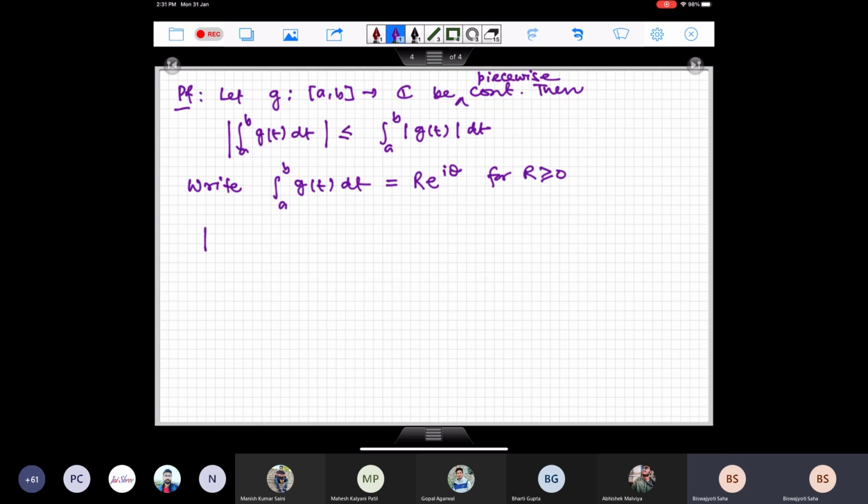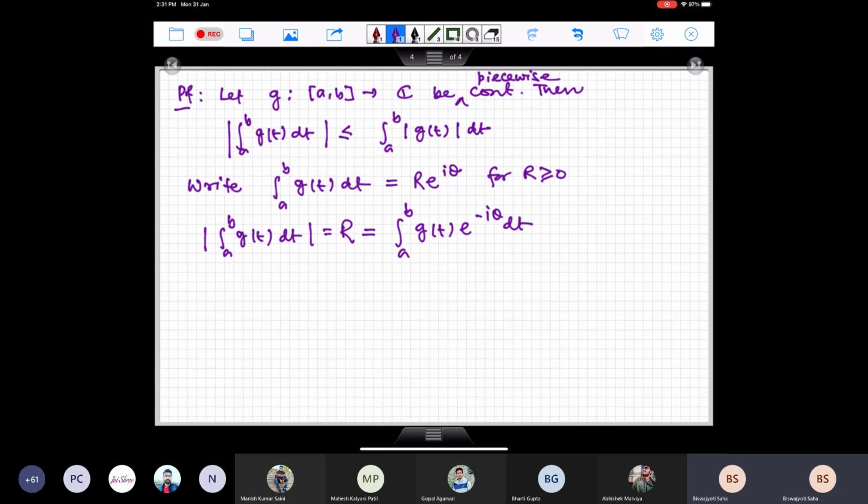So therefore, what do I get? What is the absolute value? The absolute value in this case is going to be r, and therefore what I can do is write this r, from the above, as the integral from a to b of g(t) e^{-iθ} dt. Because θ is anyway fixed, some fixed constant θ. So whatever value of θ you think, I'll just take it like this. Okay, fine. So r is the integral from a to b of g(t) e^{-iθ} dt.